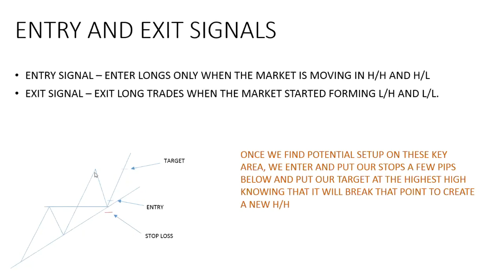Our target would be here on the high, believing that it will break this point and create new higher highs. We can't put it somewhere here because we don't know where it would retrace. We might put it here and then the market retraces, even forms a reversal, and goes all the way down. Then we miss out on the profits. So we put it on the highs, being guaranteed that if it is an uptrend, it will definitely break that high.